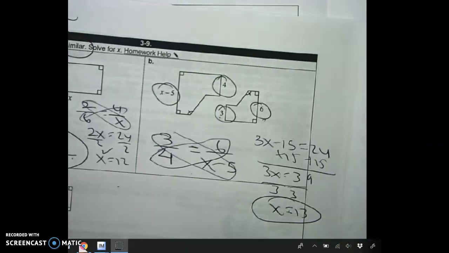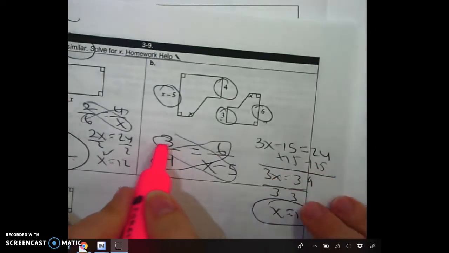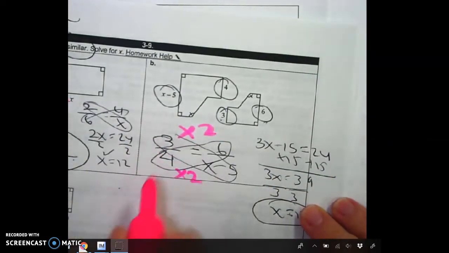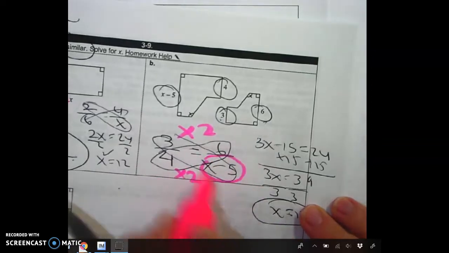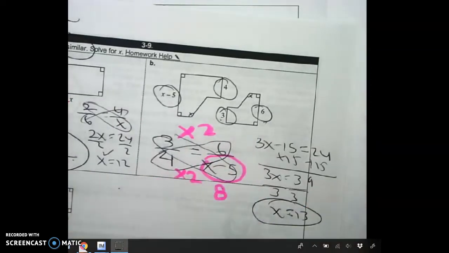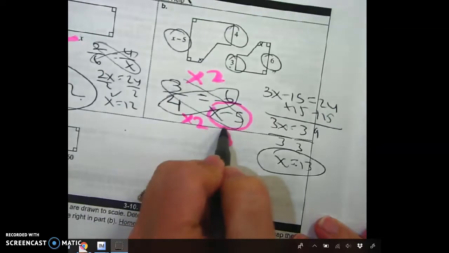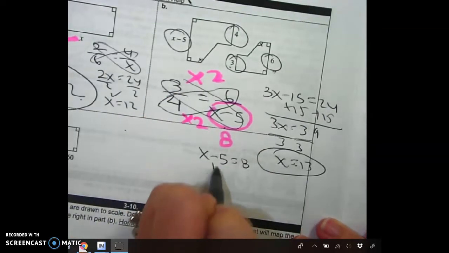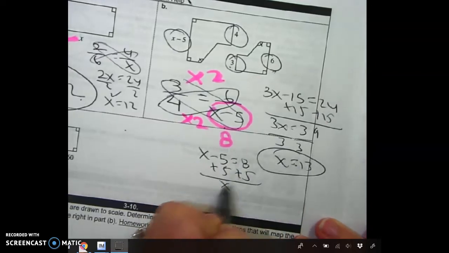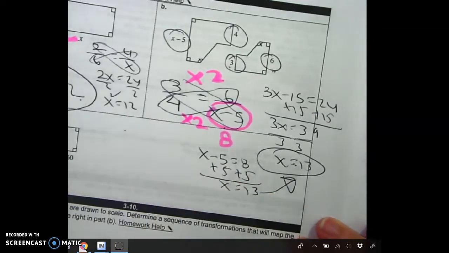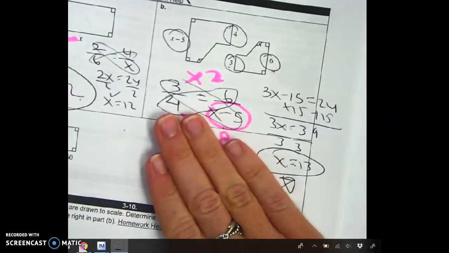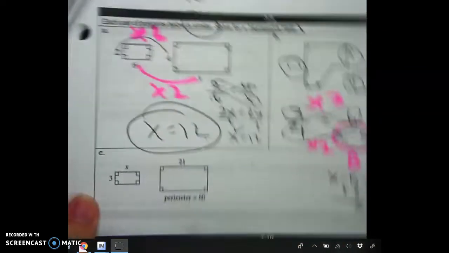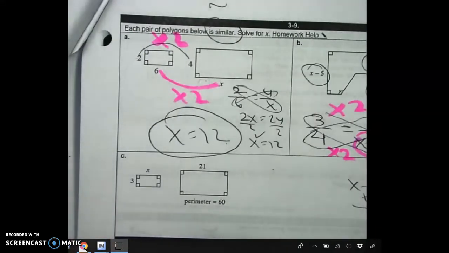I want to show you a different way, just to let you see it a little bit differently. So if you look here, do you see how from the 3 to the 6, this is times 2? And that means this is also times 2. So that should be 8, which means I could technically take x minus 5 and set it equal to 8, add 5, and there's the 13. If you don't understand what I mean, just do this. Proportions work every time.